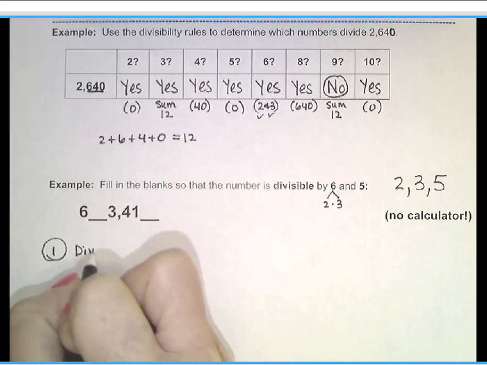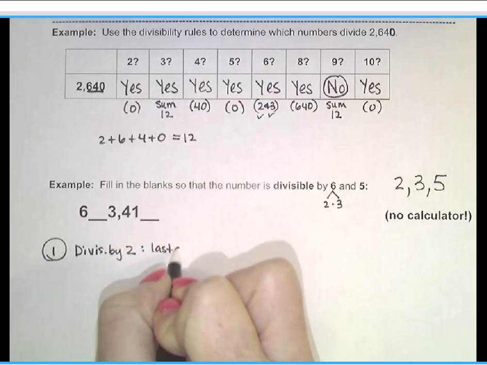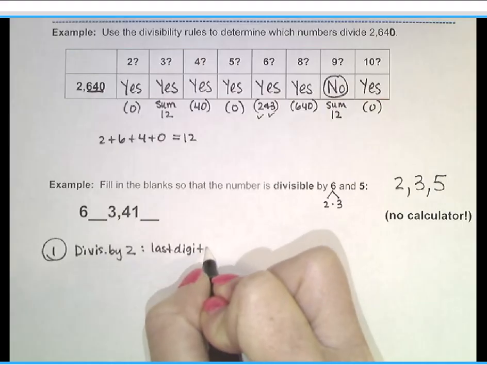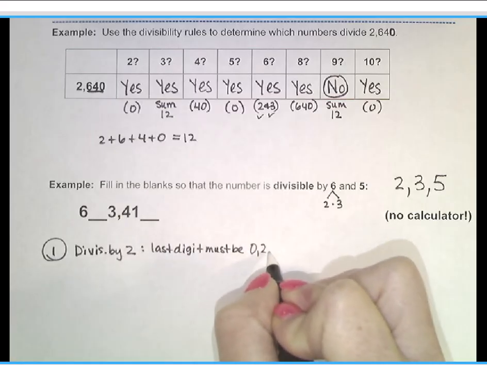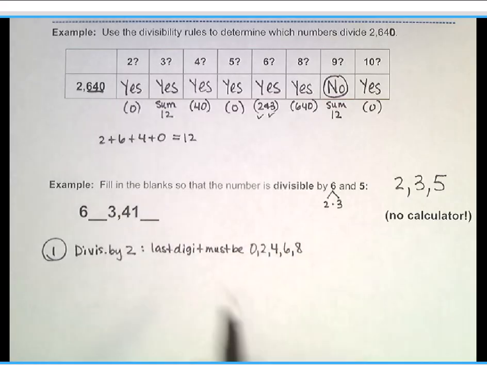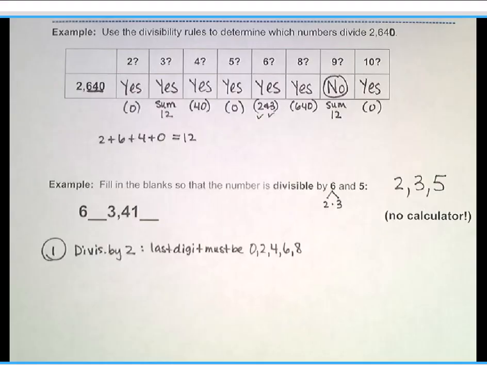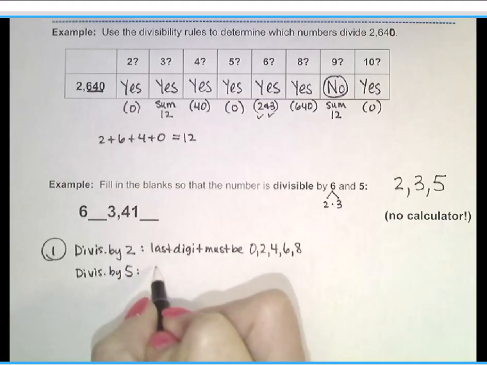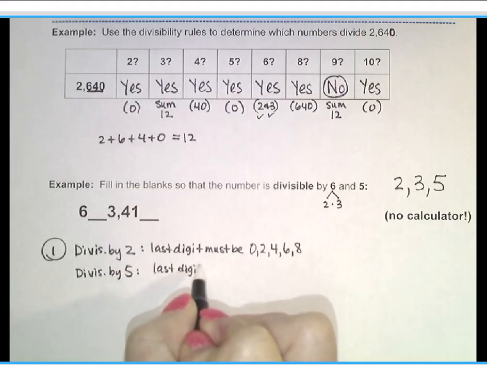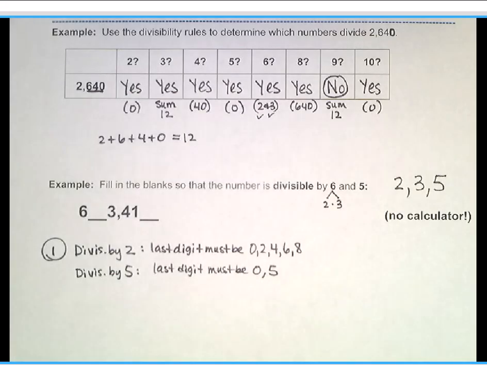So I'm going to say divisible by 2, last digit must be even. So the last digit, if it's going to be divisible by 2, would have to be one of these numbers. You'd have to insert a 0, a 2, a 4, a 6, or an 8 in this last blank for this to be divisible by 2. If it's going to be divisible by 5, then the last digit must be either a 0 or a 5, right? Got to have either a 0 or a 5 if it's going to be divisible by 5.